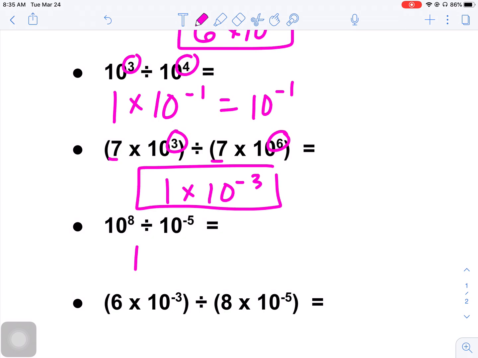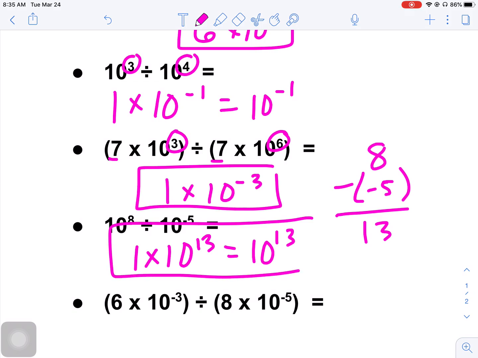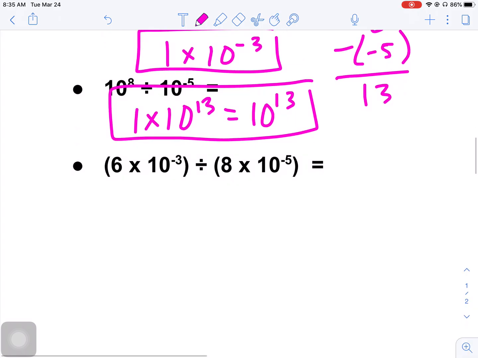All right, remember, if there's no coefficient, just assume it to be 1. So 1 divided by 1 is 1. Now we're going to subtract the exponents. Be careful, guys. 8 minus negative 5. 8 minus negative 5 is 13. So 1 times 10 to the 13th power, or you could just say 10 to the 13th power, either of which is completely appropriate.